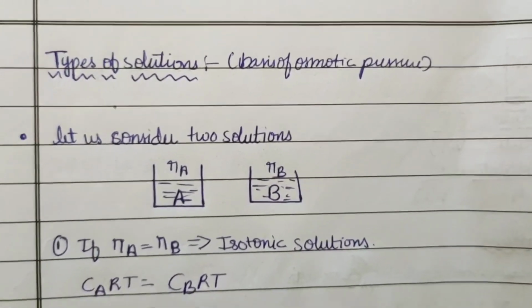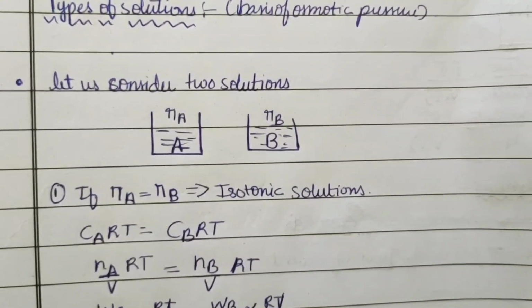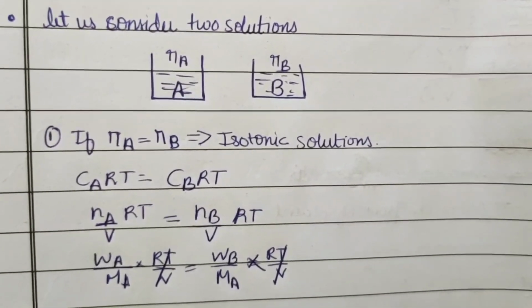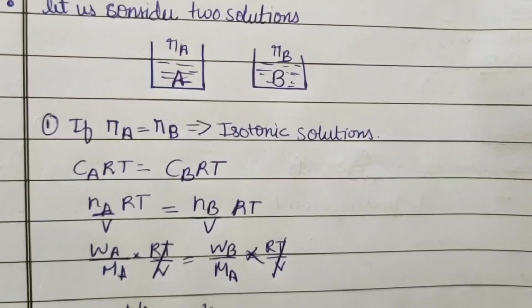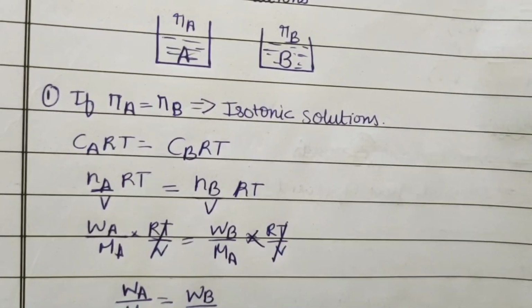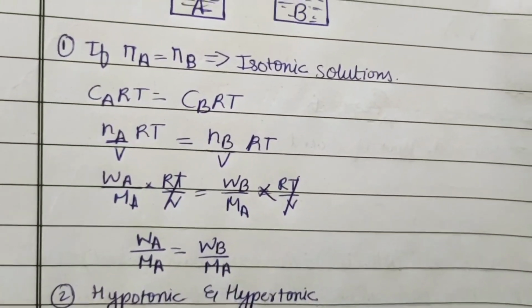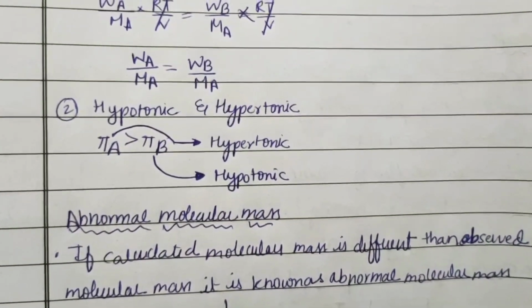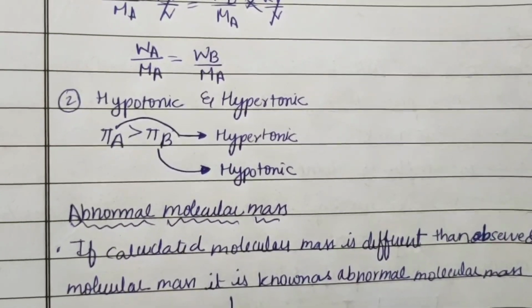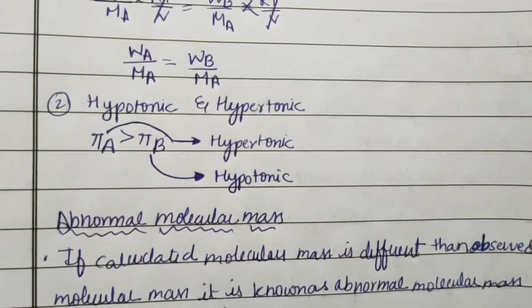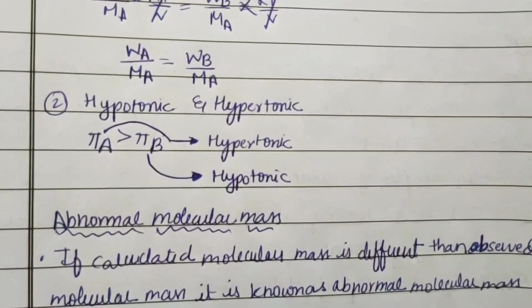On the basis of osmotic pressure, types of solution. Let us consider two solutions, that is pi A and pi B. If pi A equals pi B, then they are isotonic solutions, CA RT equals CB RT. Then nA by Va equals nB by Vb. Then second is hypotonic and hypertonic. If pi A is greater than pi B, then we can say A is hypertonic and B is hypotonic.